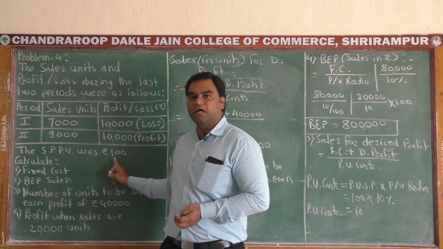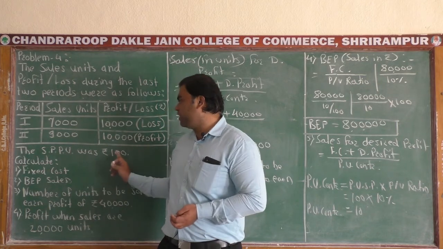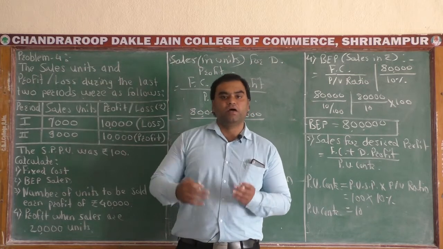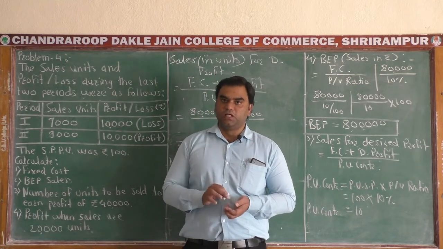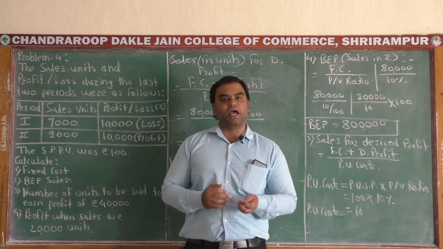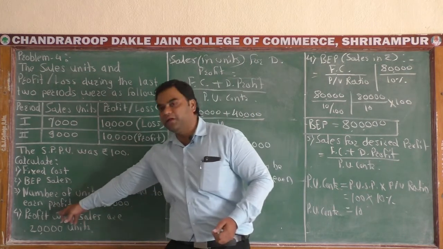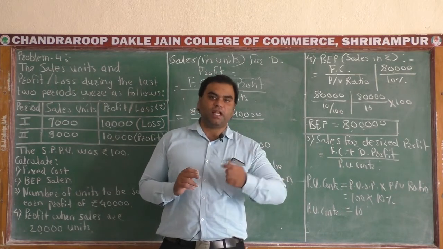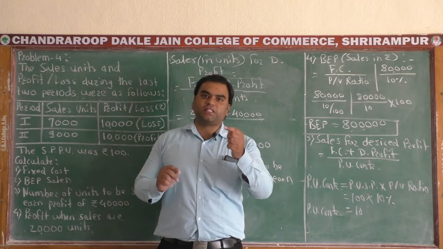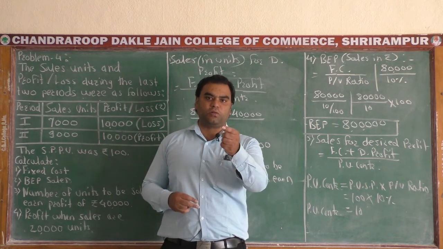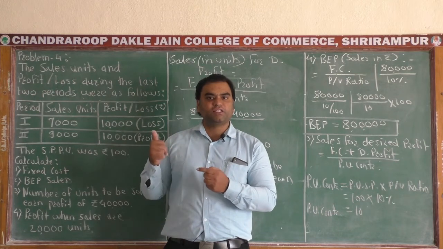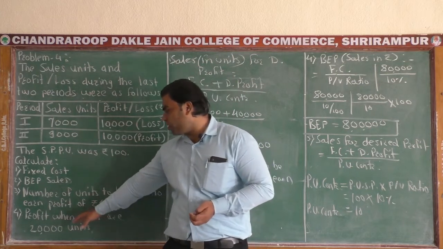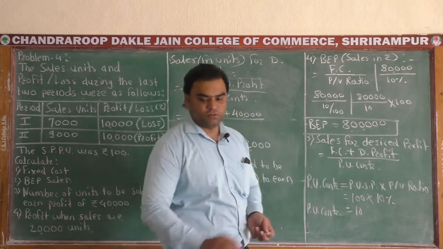So number of units sold is 20,000, per unit selling price is 100. So 20,000 into 100, 20 lakh will be the amount of sales. Whenever company sales are 20 lakh, what will be the amount of profit we are going to calculate? We have the amount of sales, which is 20 lakh, into PV ratio 10%, which is equal to 2 lakh, the amount of contribution. So contribution 2 lakh less fixed cost 80,000, 1 lakh 20,000 will be the amount of profit. How? Now we are going to discuss.